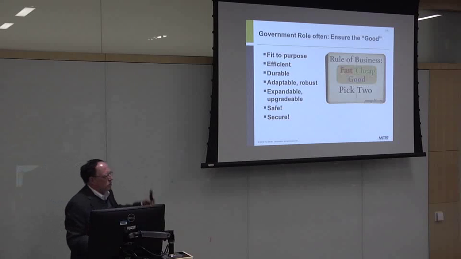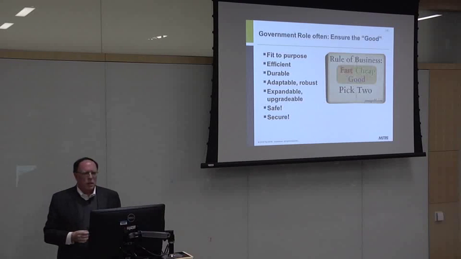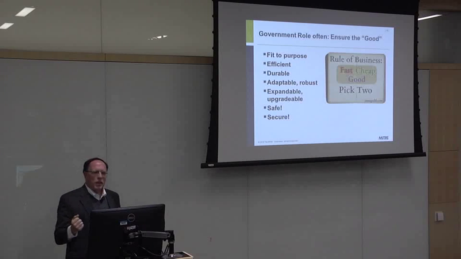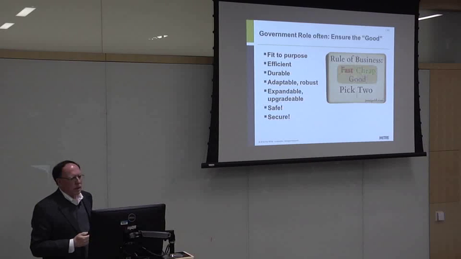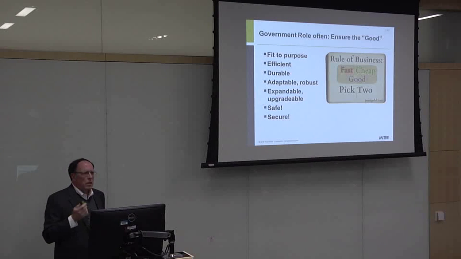We all know this triangle, right? You can have it fast, cheap, or good, pick two. The government's working the good, right? That's their job. Are the things fit to purpose? Are they efficient and durable and adaptable? All of the ilities, right? Expandability, upgradability. But most important, safe and secure. Certainly in my part of the government space, it's about the safety and security of aviation.